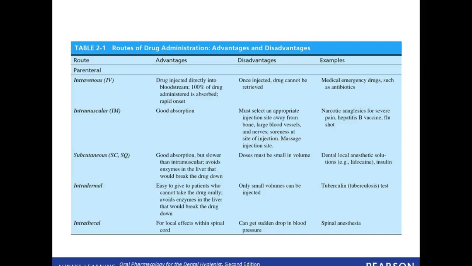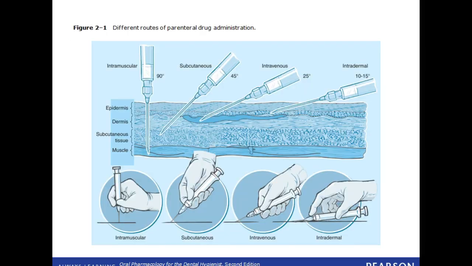The parenteral route involves the use of a needle. The most common parenteral routes in dentistry are the intravenous, which is an injection directly into the vein, and the subcutaneous, which is used for local anesthesia as well as for insulin. Figure 2-1 shows the insertion of the needle and the location of the deposition of the drug, as well as the needle angulation for intramuscular, subcutaneous, intravenous, and intradermal applications.